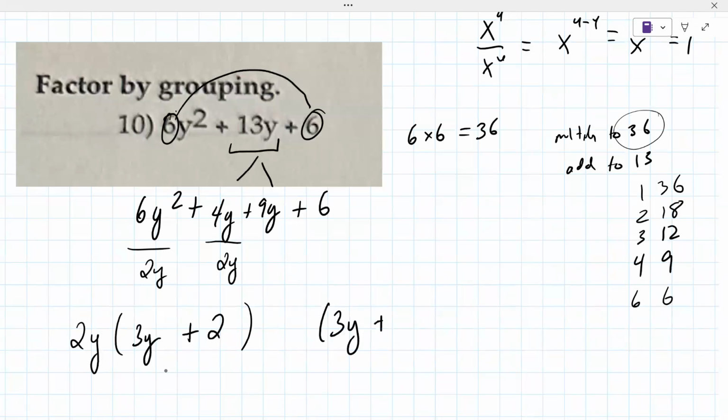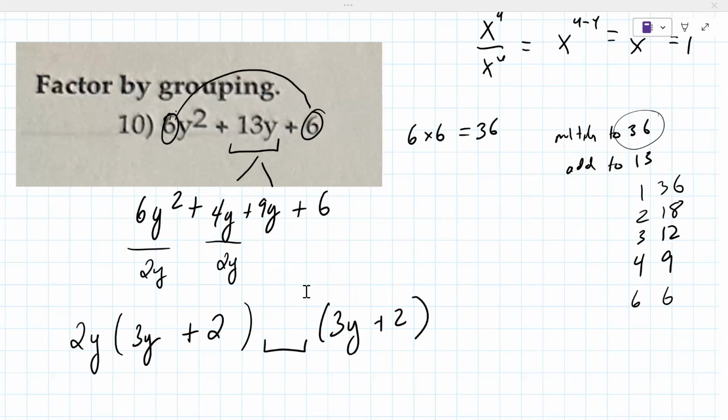The thing you just put in parentheses goes in parentheses again. You just copy it over, and then you're trying to figure out what goes in here before it, such that when you multiply in, you get back to 9y plus 6. So look at either the number: what do you multiply 2 by to get back to 6? Or what do you multiply 3y by to get to 9y? What is that?